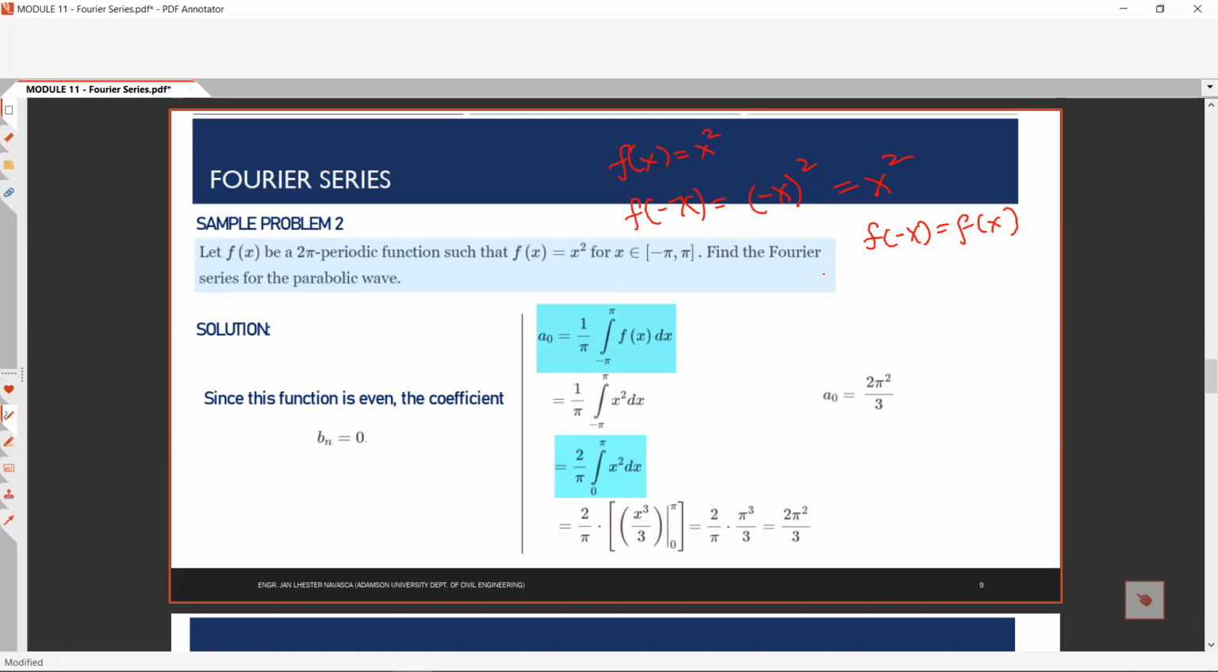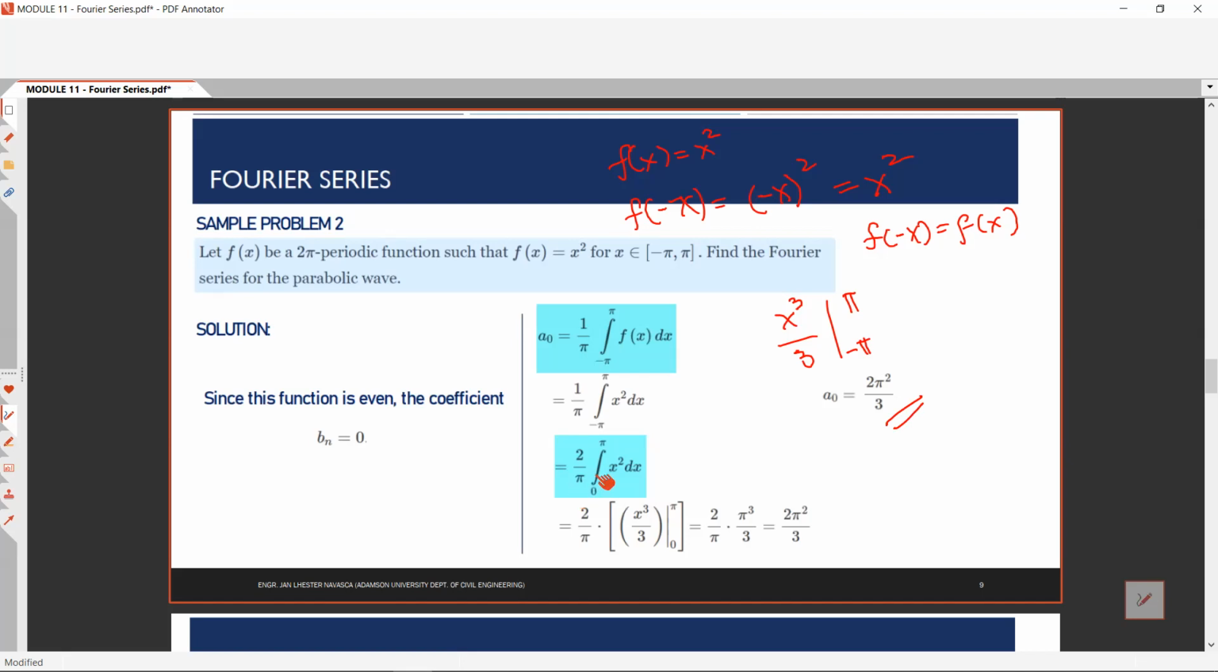So ang integral niyan, that is x cubed over 3 evaluated from negative pi to pi. Okay? So that is pi cubed over 3 plus pi cubed over 3, that is 2 pi cubed over 3 multiplied by 1 over pi. You now have a sub 0 is equal to 2 pi squared over 3.